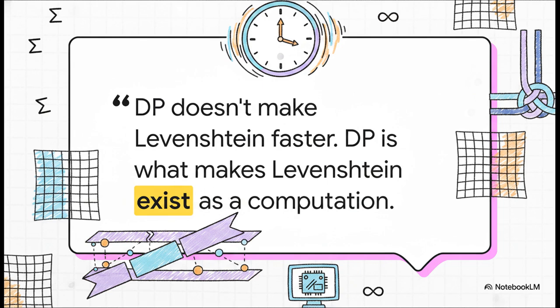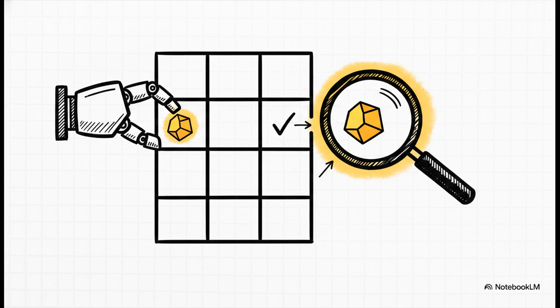And the absolute reality of modern computation is this: dynamic programming doesn't make Levenshtein faster. DP is what makes Levenshtein exist as a computation. Without it, comparing strings programmatically is purely theoretical. It belongs in the realm of mathematical philosophy, not functional software. Because let's face it, the universe would literally end before your computer finished checking a simple paragraph for typos. So how does it actually pull this off?